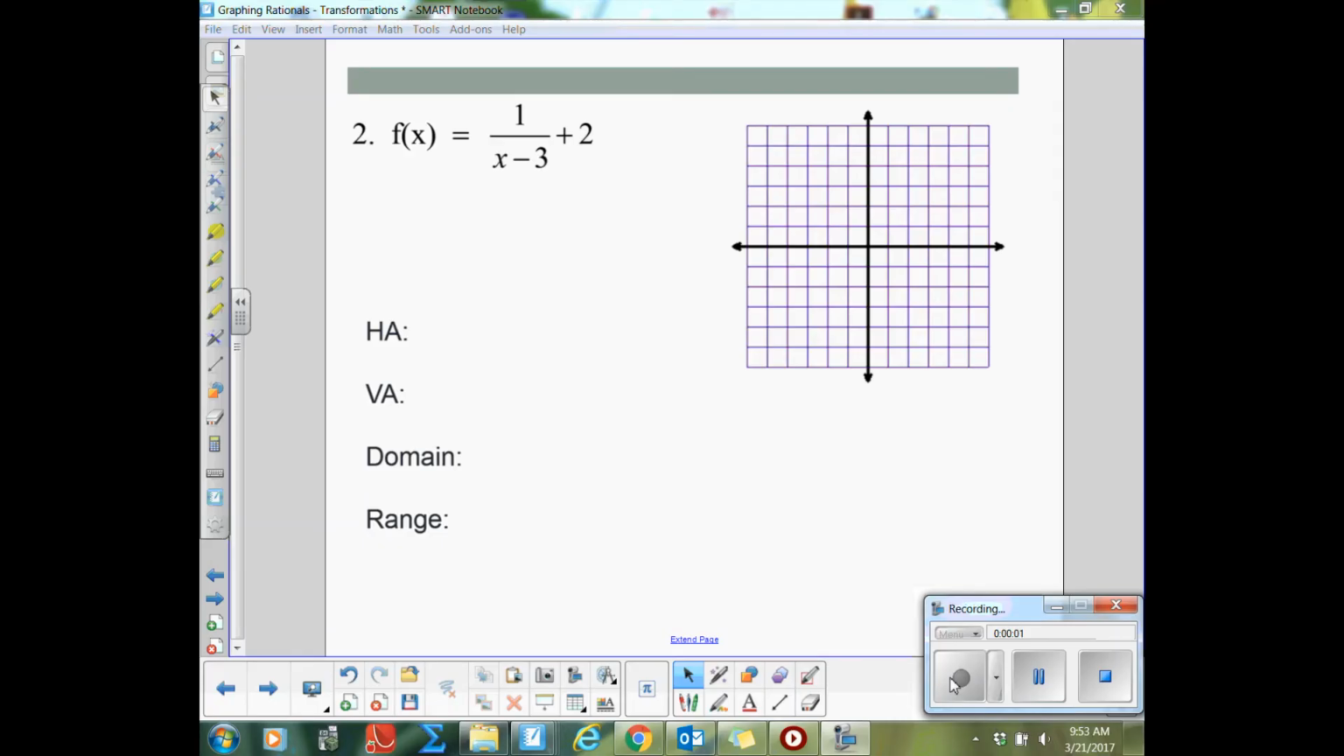The function isn't in our typical form written as a single rational expression. It's written in transformational form, which takes the parent function and shifts it horizontally and vertically. The vertical asymptote comes from the denominator. Set the denominator equal to 0 and solve for x.